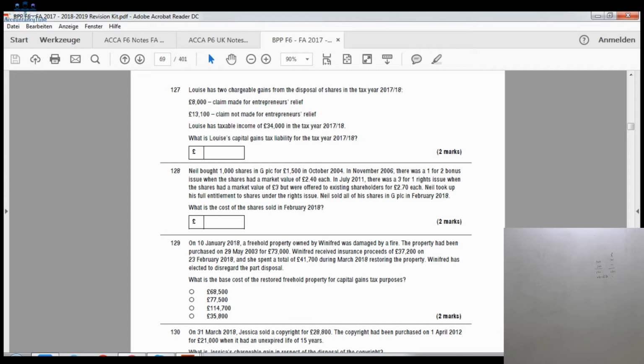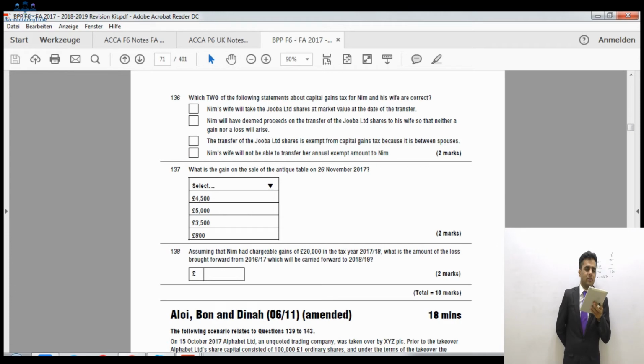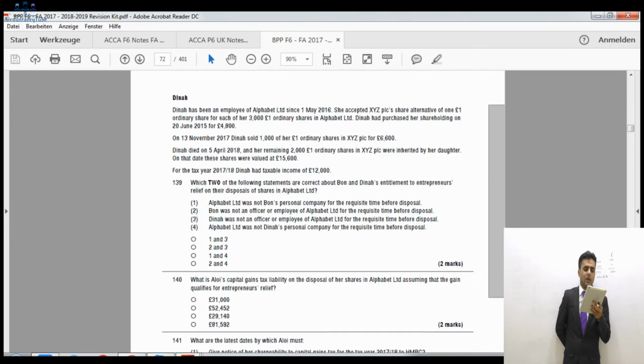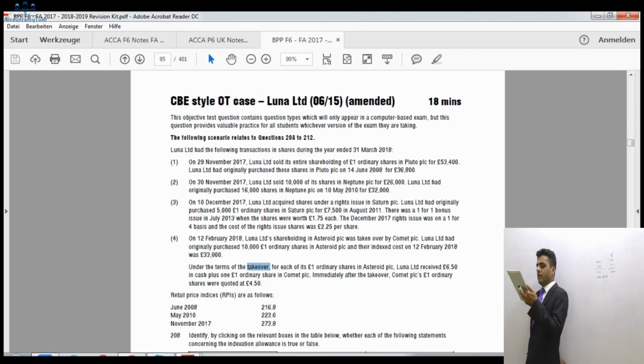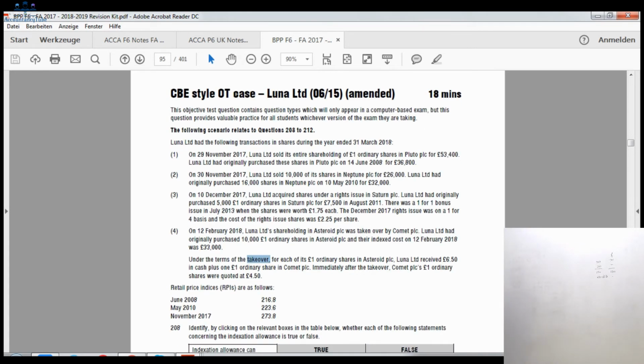Now this is a huge question. We'll have to read the scenario, and there will be following questions which we'll have to answer. So first of all, we'll read question number 208. No need to read the scenario for this, just read question number 208. Identify by clicking on the relevant box. It is for F6 purposes, so that's why it is asking for clicking, as it will be on computer.